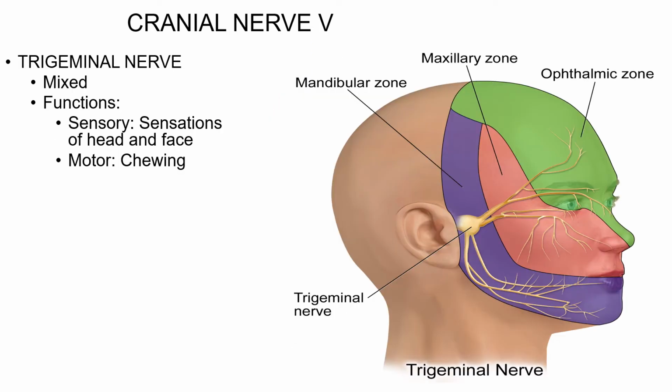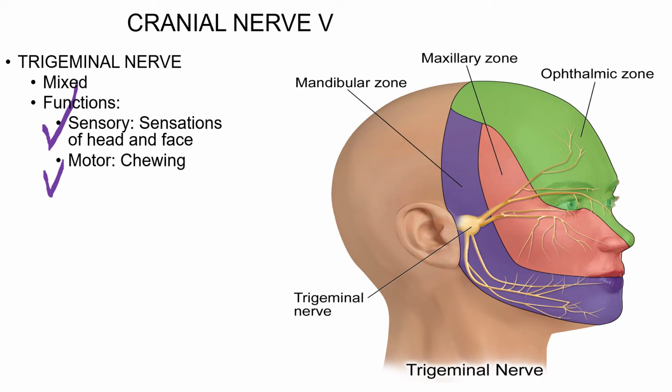Cranial nerve V is the trigeminal nerve. This is a really cool nerve, number one, because it is the first mixed nerve that we've come across with the cranial nerves. So this means that it kind of works like a typical nerve in our PNS. It has both sensory and motor function. And yes, you do need to know both functions. You need to know the motor and the sensory.